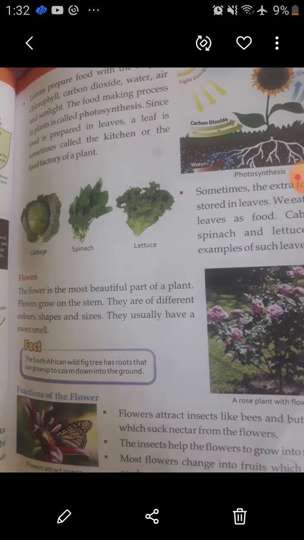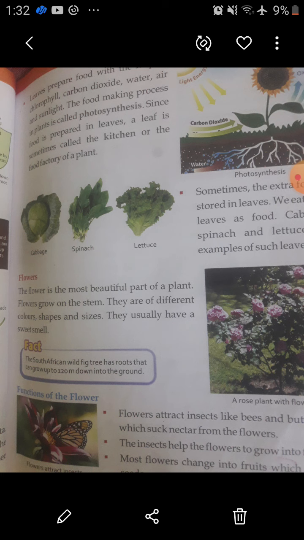Now, in some plants the leaves prepare the food with the help of chlorophyll. How can the leaves prepare the food? With the help of chlorophyll, because chlorophyll is present in the green leaves. So with the help of chlorophyll, carbon dioxide, water, air and sunlight. The food making process of a plant is called photosynthesis.